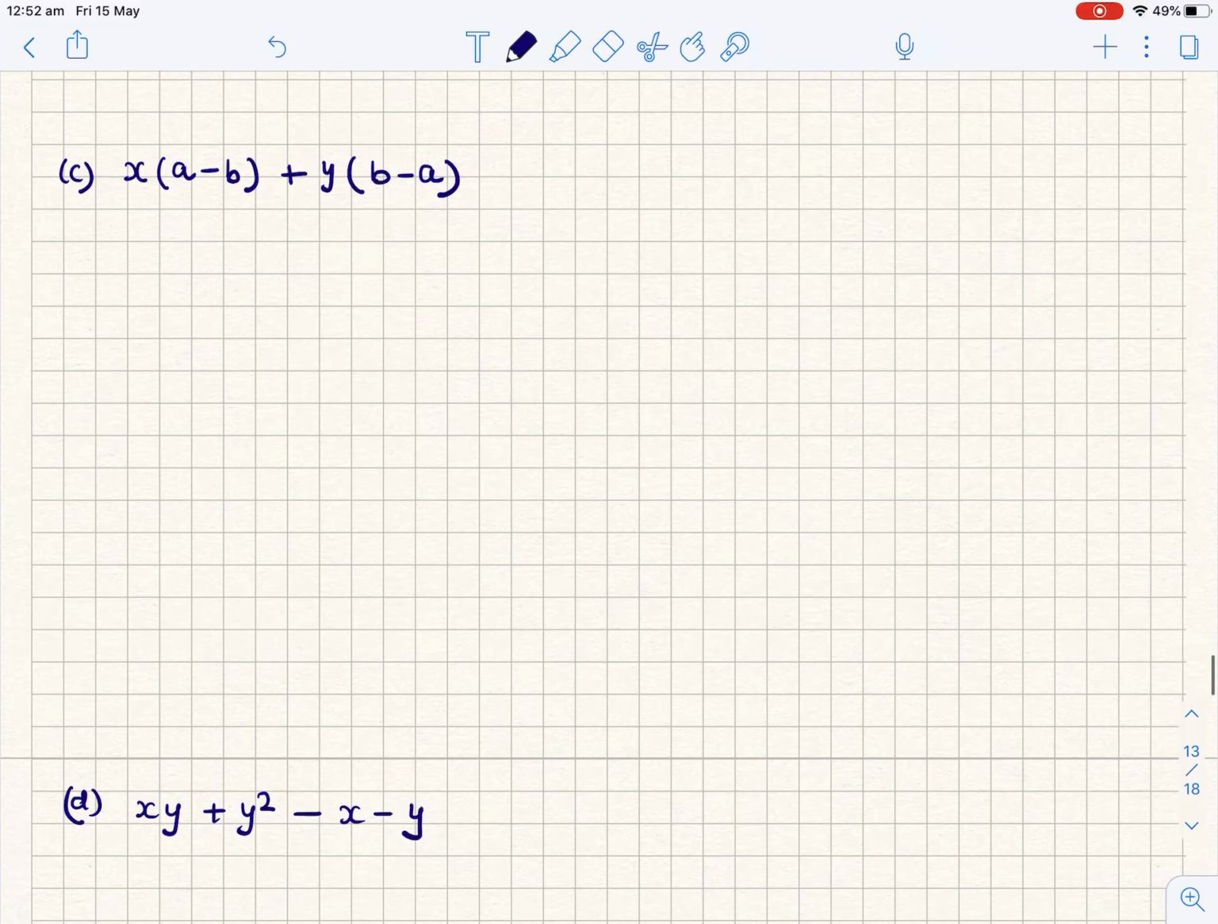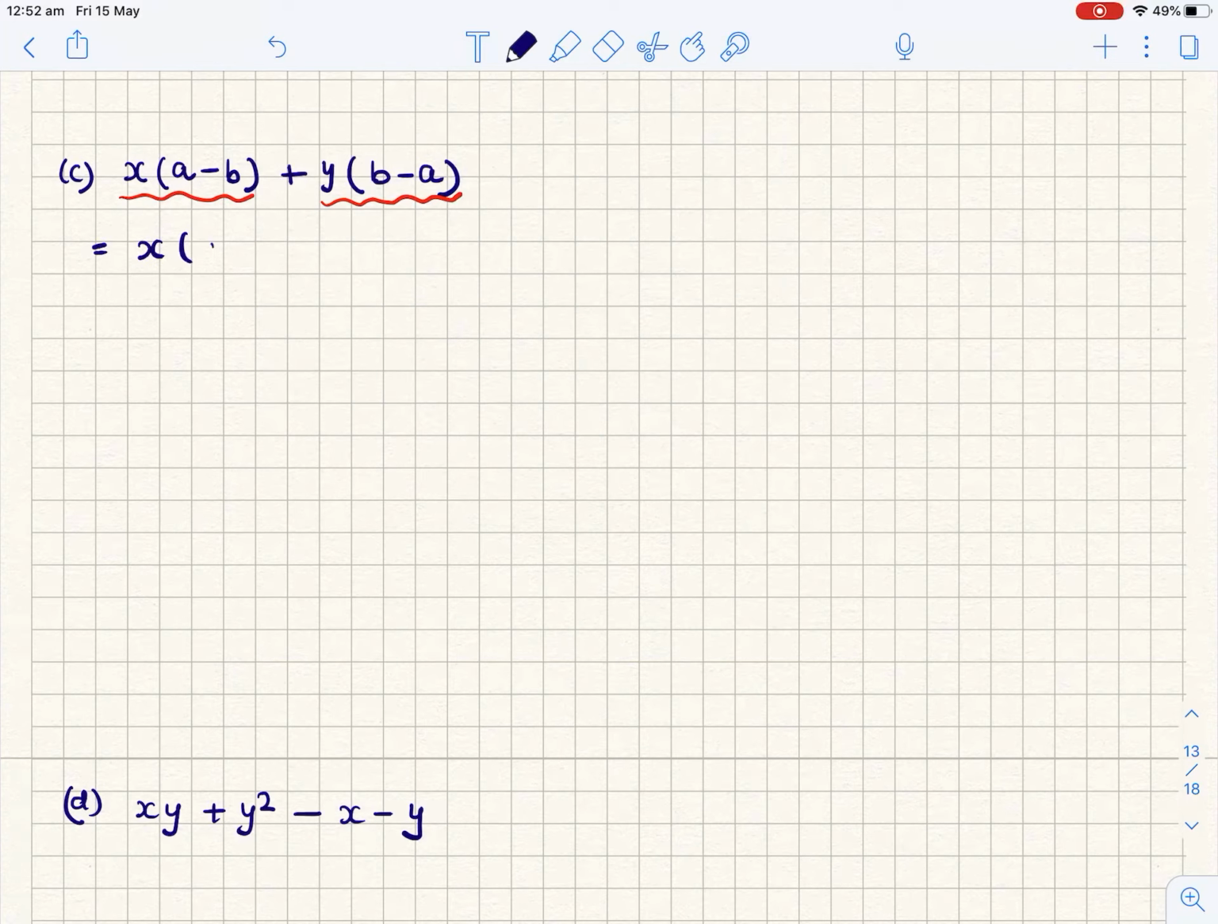Now this is easy. We can see there is common, but not exactly. Now we can make some changes. In the first term, the parenthesis has a minus b. In the second term, parenthesis has b minus a. They are not exactly same, but we can make some changes.